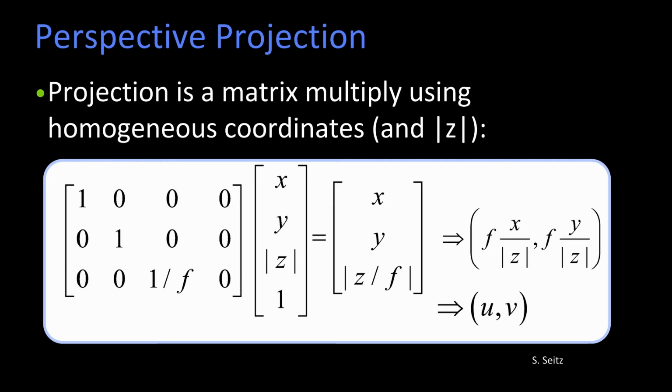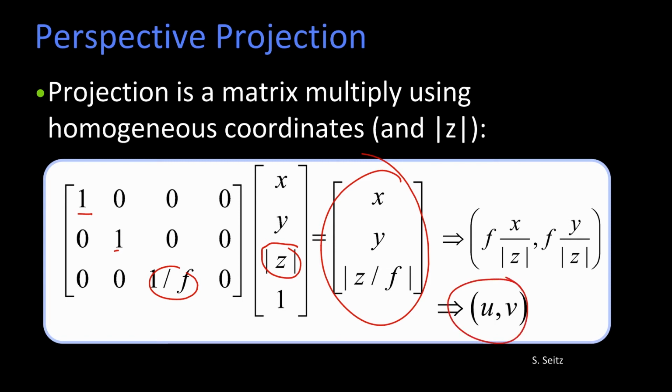So here I've written 1, 1, and here we've got 1 over f. And by the way, just to make life easier, I'm using the absolute value of z, so we don't have to worry about z being positive or negative. So when I do the multiplication, I get this homogeneous coordinate, and when I want to normalize and go to non-homogeneous, I get the u, v by dividing it out.